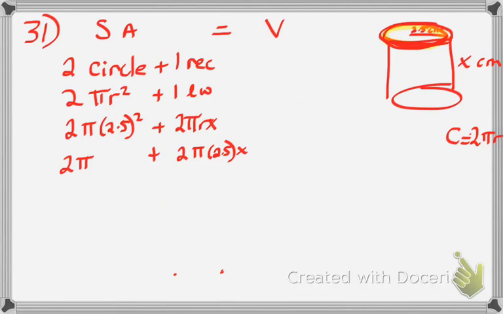2 5/10 squared is 6 25/100. If I multiply those two together, I end up with 12.5 pi. Now, if I multiply 2 times 2 5/10, I end up with 5 pi x. Now I'm ready to work on the volume.